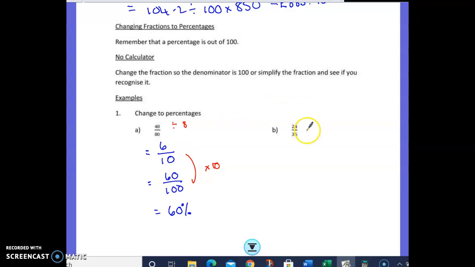B, 24 over 36. 12 goes into both 24 and 36. I'm going to divide top and bottom by 12. That gives me 2/3. 2/3 is one that I should recognise. 2/3 is 66 and 2/3%.